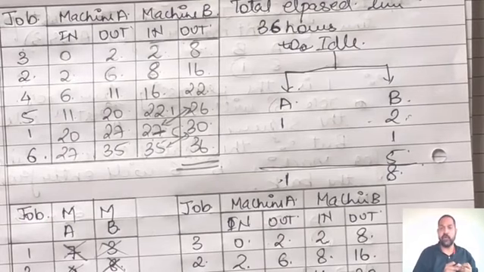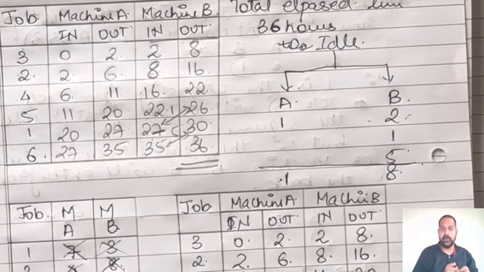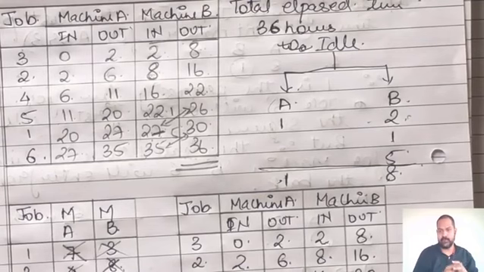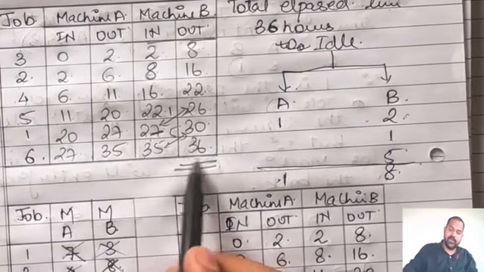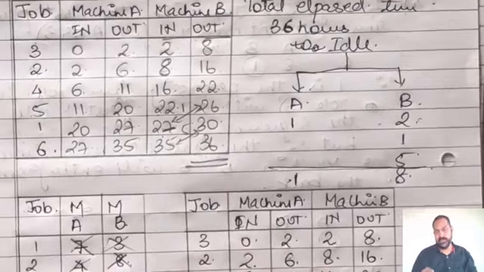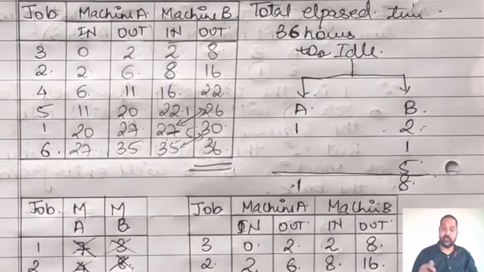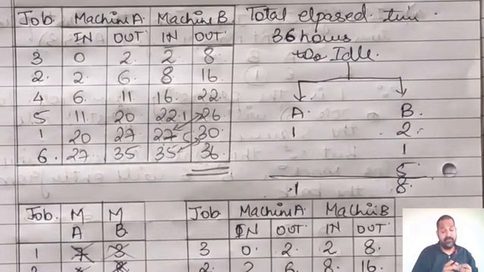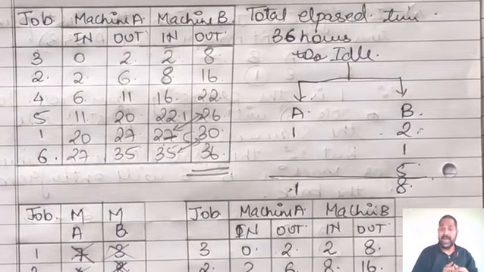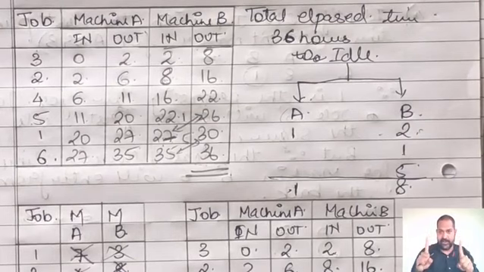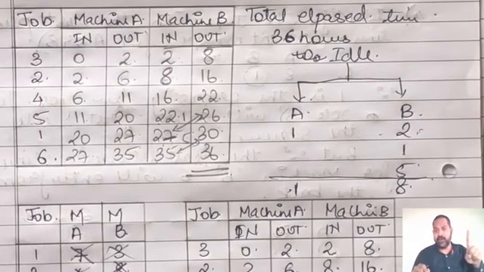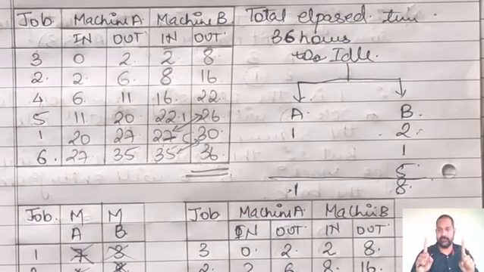After doing this, we are analyzing the timings. So the first thing you analyze is, when does all the work get done? 36 hours. So the lapse time is 36 hours. After this, the idle times for A and B. A and B will always have one idle time. Always. A will have only 1, B will have at least 1.